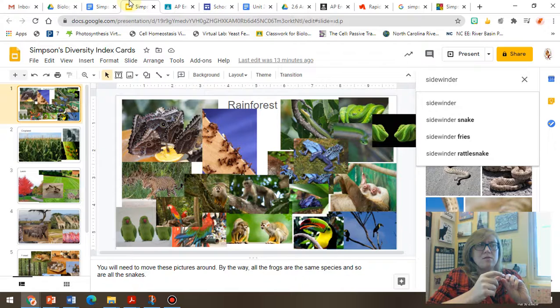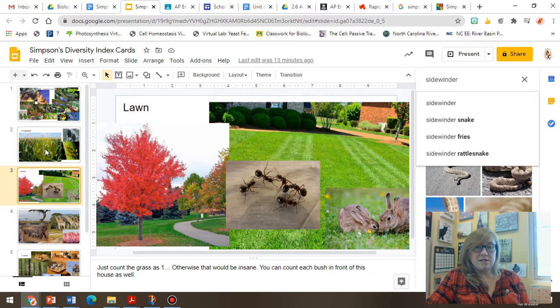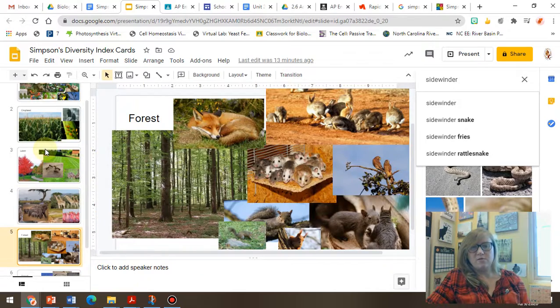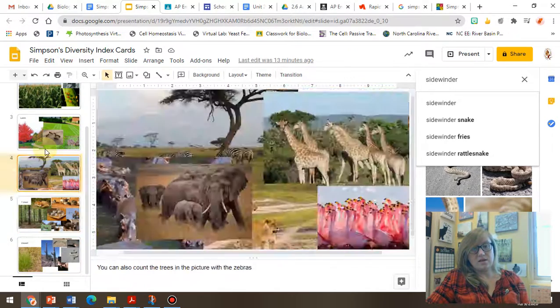If we were in class, I would have had little bags with these little creatures, and it would have been laminated and nice. But I put it here on Google Slides instead. Each different slide, some of them almost covered up, is a different ecosystem. So we had rainforest, cropland, lawn, which is covered up, savanna, forest, and desert.